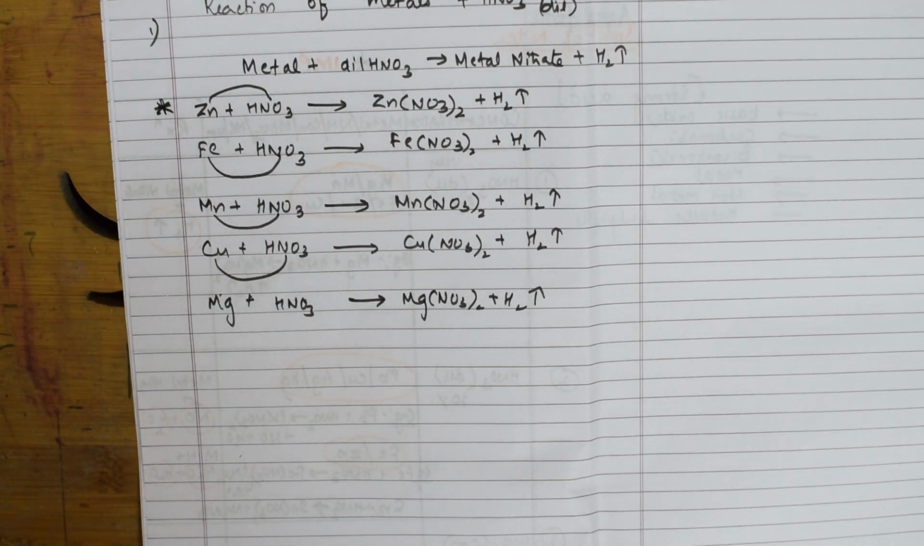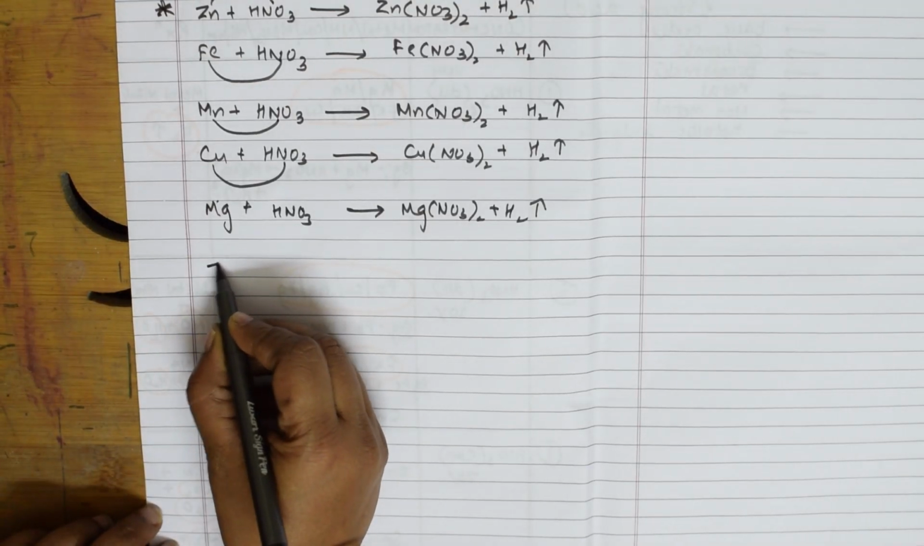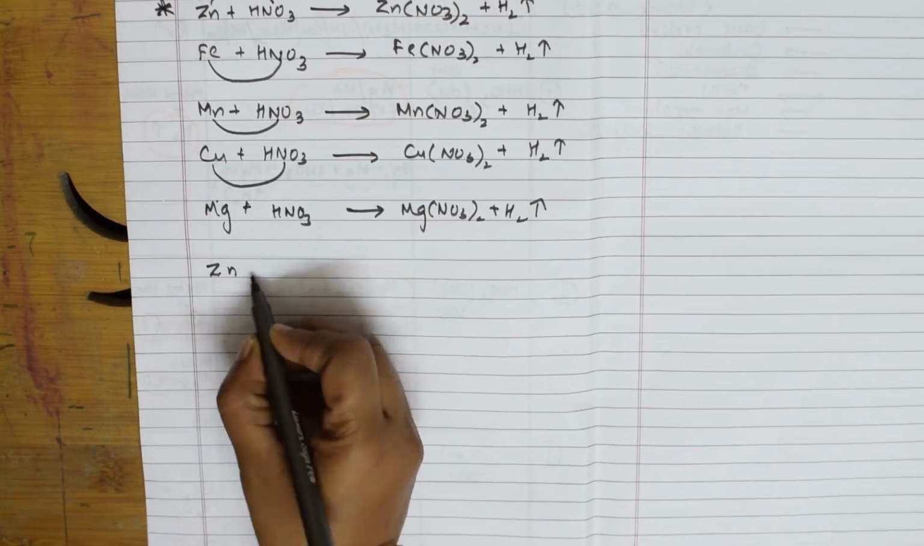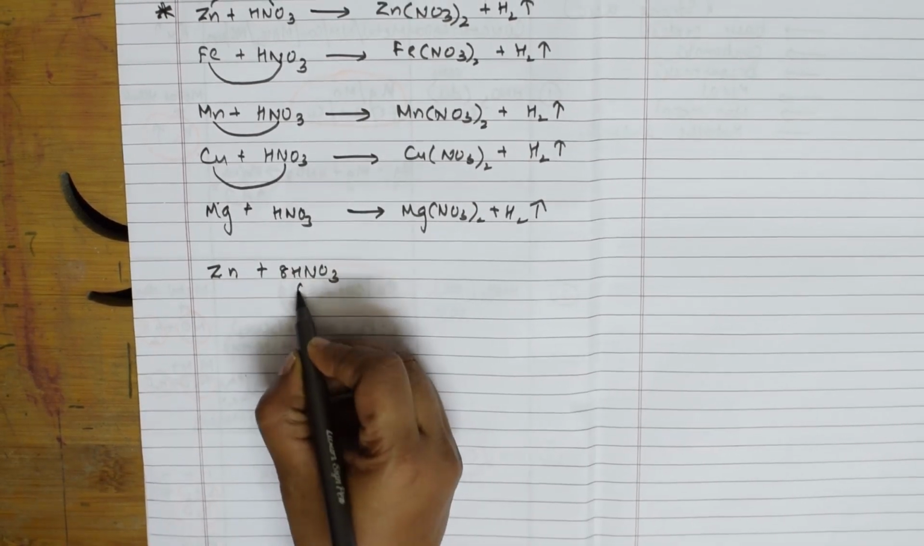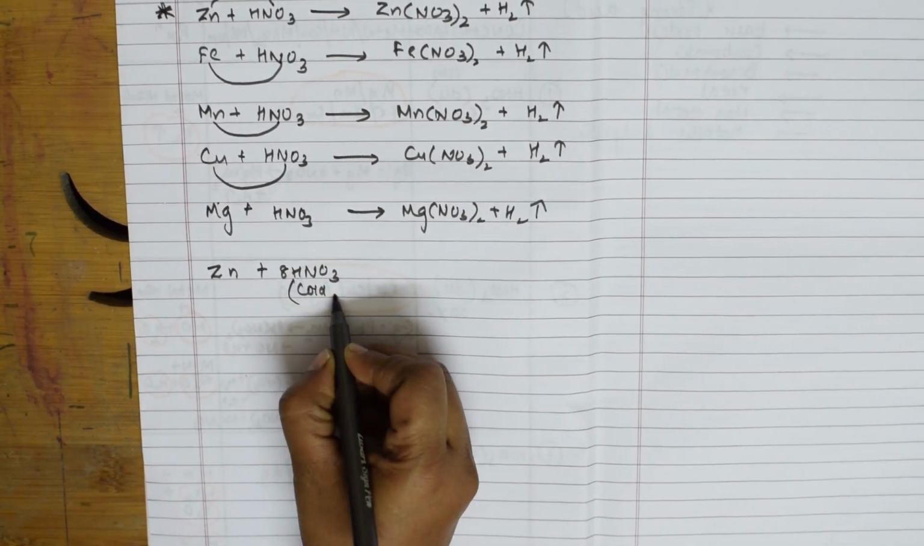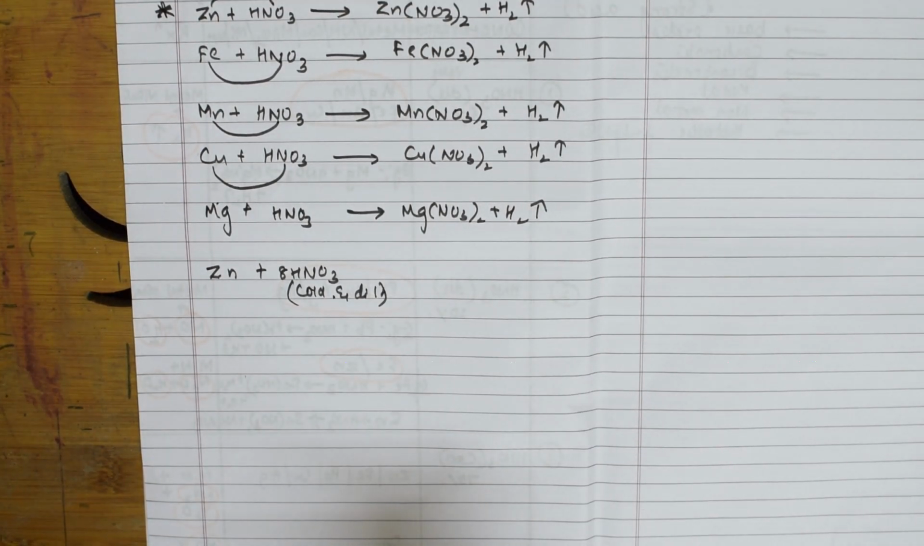What are they? According to the table which we have written, elements like zinc, elements like manganese. Sometimes, as I told you, as I've marked, they're going to show a specific reaction. What are they? That is zinc. Suppose you're taking HNO3 and you're adding it cold and dilute. 8 moles I'm taking, cold and dilute condition. I'm adding dilute nitric acid.